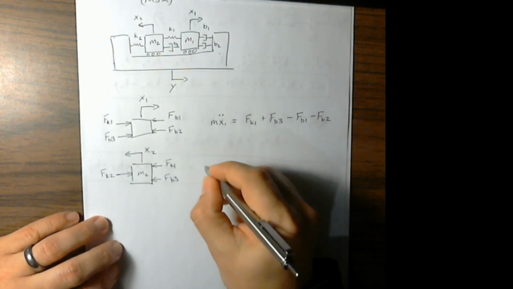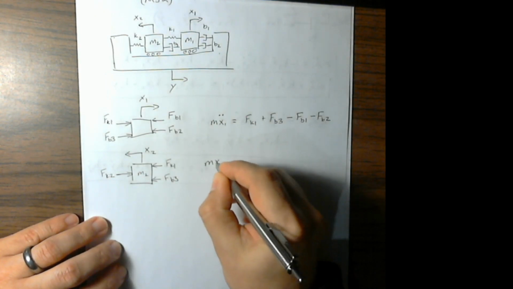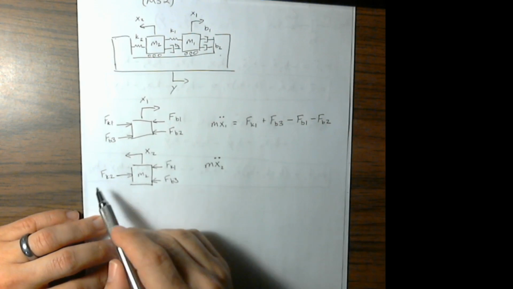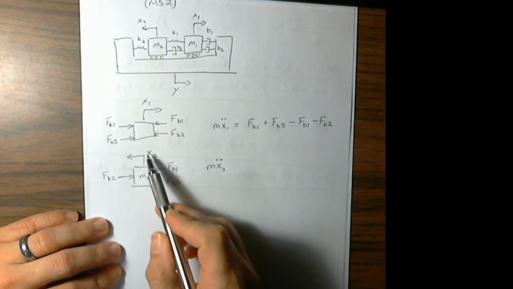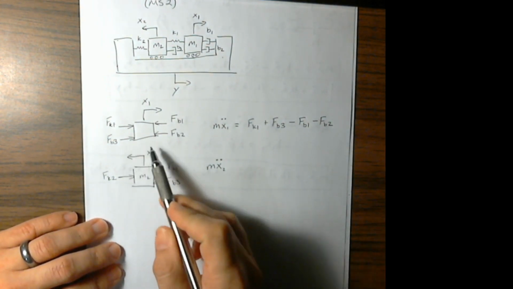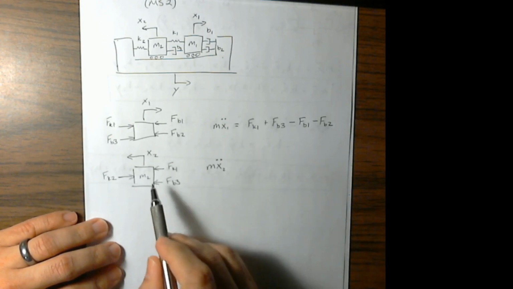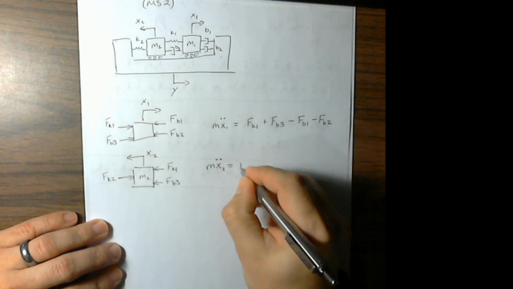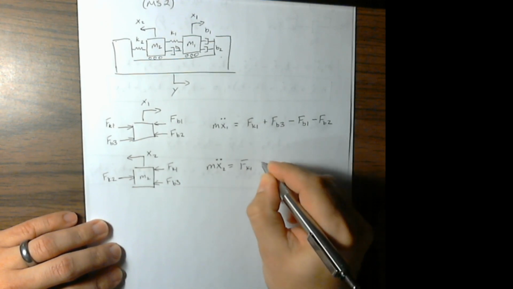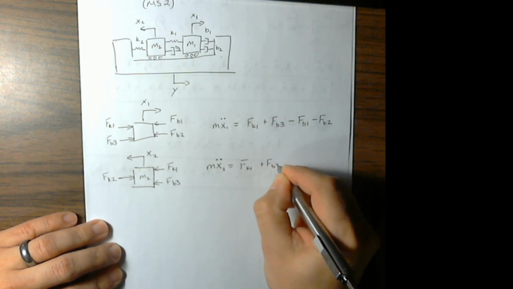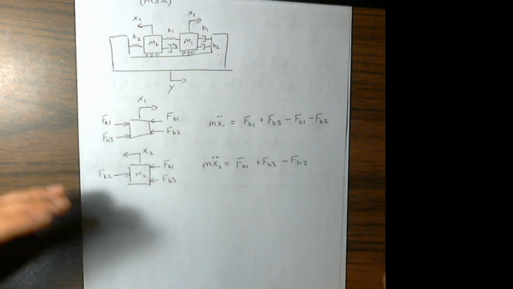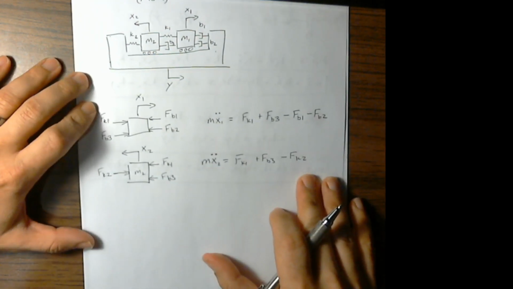Okay, now I'm ready to write m x2 double dot is equal to, well, clearly K2 is, wait, no it's not. This is why I was really careful to draw my coordinate system. Yeah, F_K2 is negative. My positive forces here, check it out, are F_K1 plus F_B3 minus F_K2. There we go. All right.